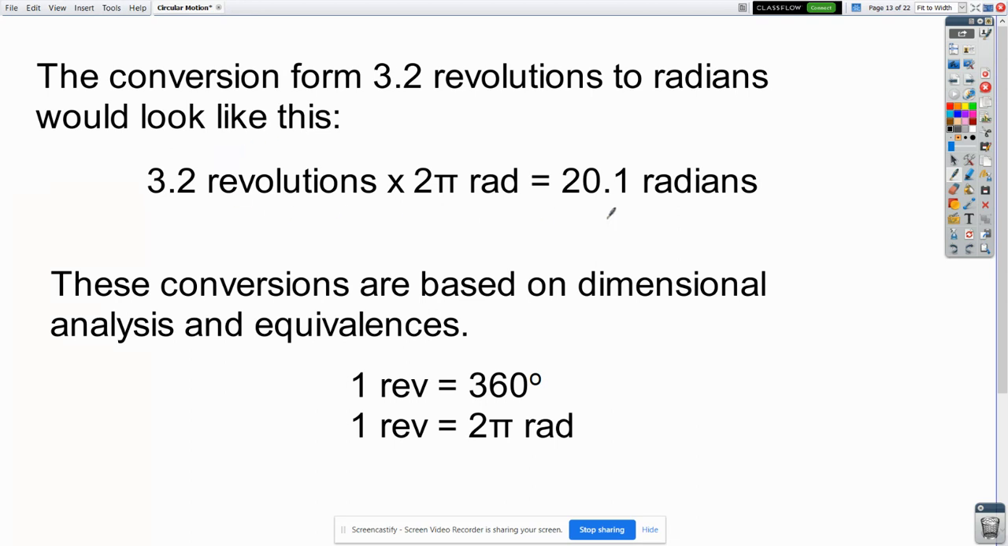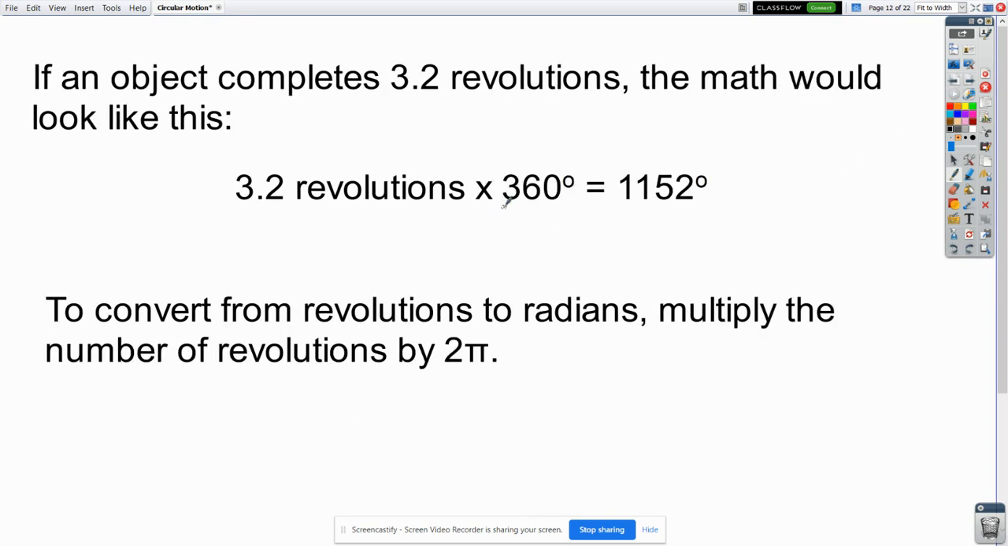This is really dimensional analysis. It's based on the equivalences. 1 revolution equals 360 degrees and 1 revolution equals 2 pi radians. And it is all for the result of unit cancellation. It's 1 revolution equals 360 degrees.